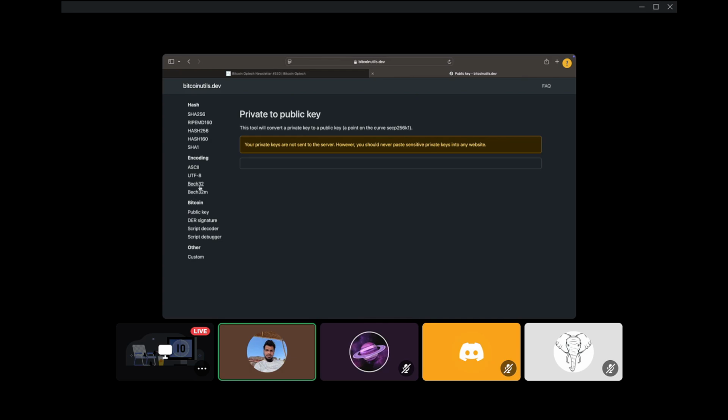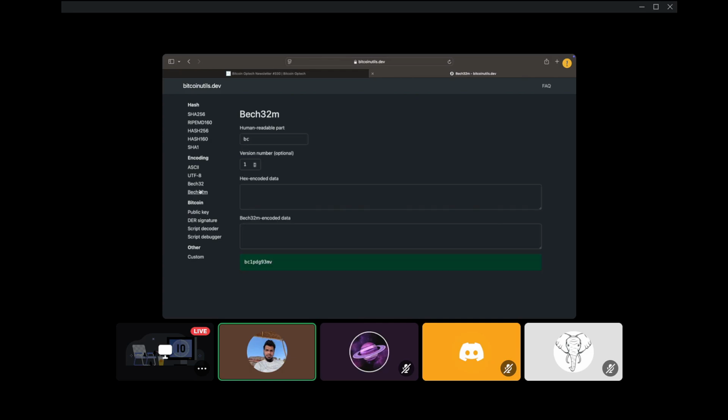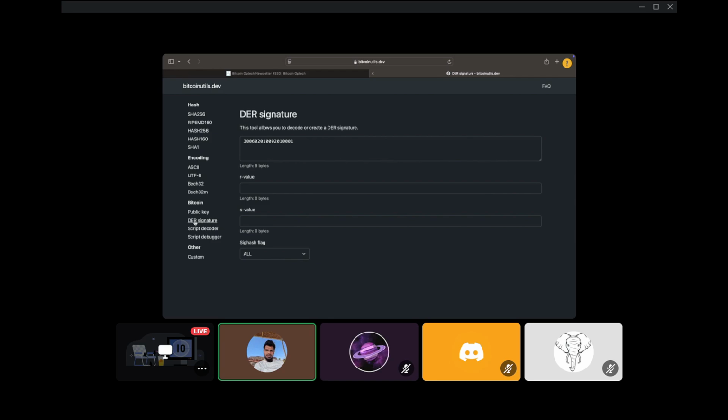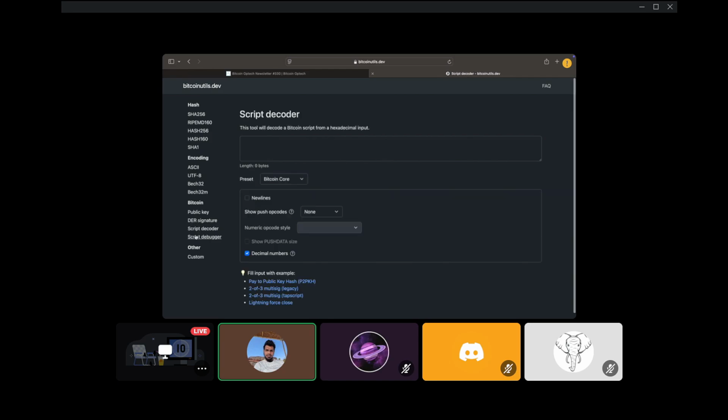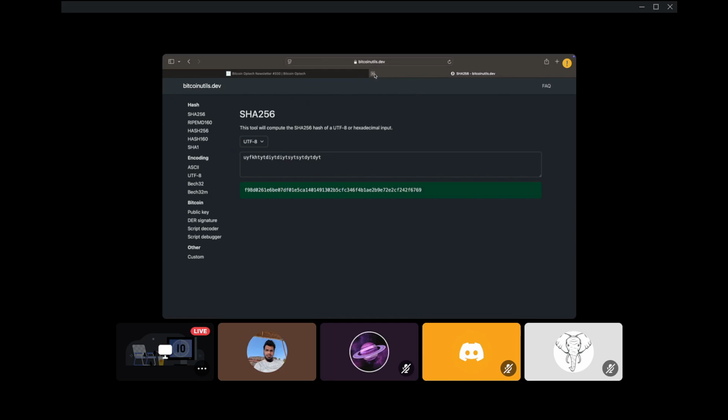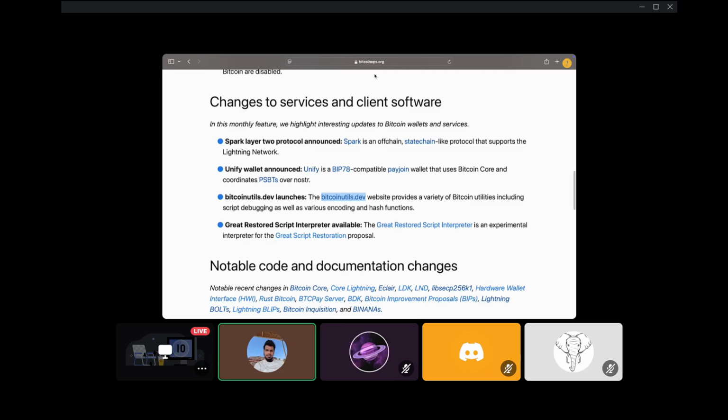But we now have a ready-made tool. You can just generate a random private key, and it will be converted into Bech32 and Bech32m, into a public key. And then using a private key, you can create a digital signature, script decoder, script debugger. So yeah, lots of fun stuff. Nice. Especially folks who are doing the Programming Bitcoin cohort, this might interest you. All right, cool. Moving on to what's next.